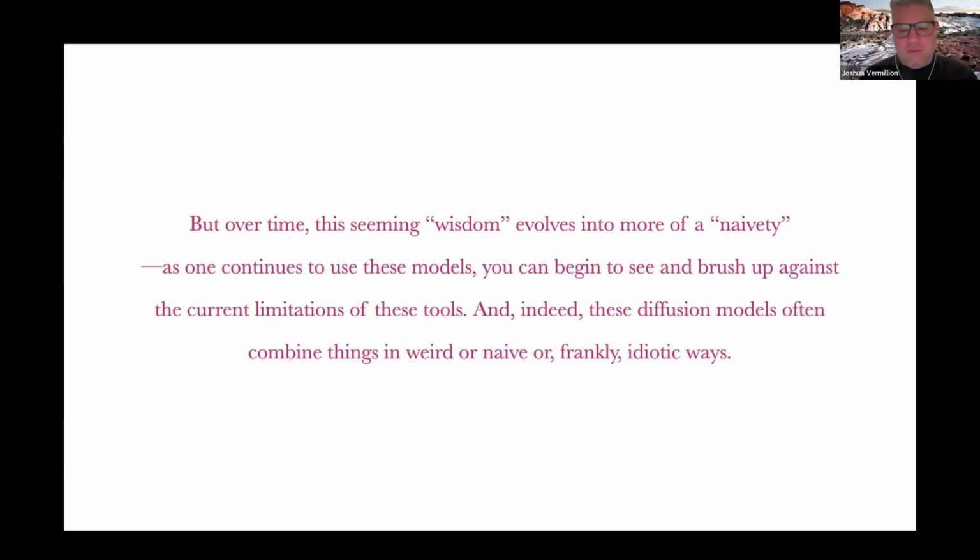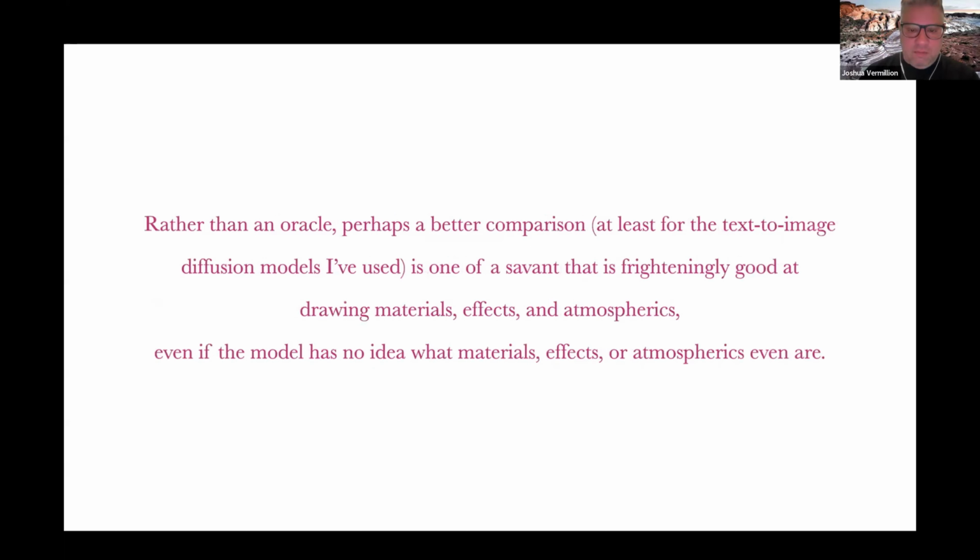Over time, we see that any kind of wisdom is really more of the model being very naive, right? In fact, we start to understand it has a very limited understanding of our world based off of just its training data. And so we start to see the limitations and see how it combines things in weird or uncanny or even idiotic ways, right? It does things without the semantic understanding of what we're asking it to do. So rather than an oracle, I would call it a savant.